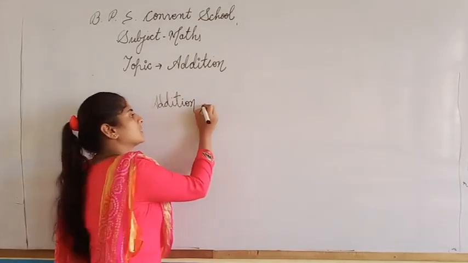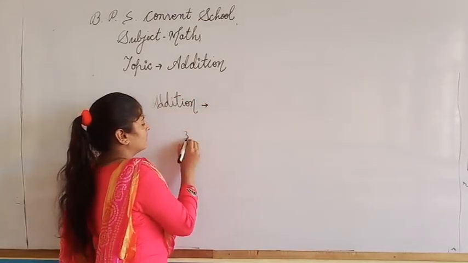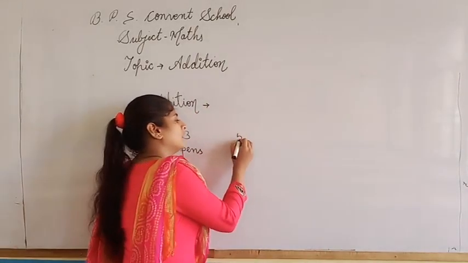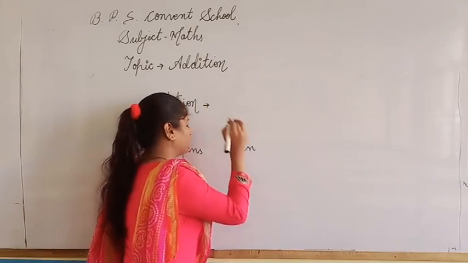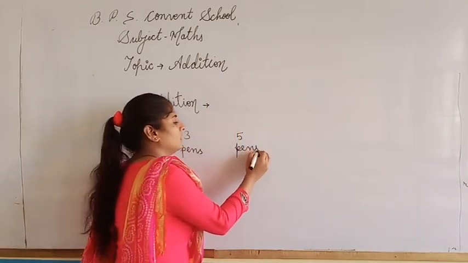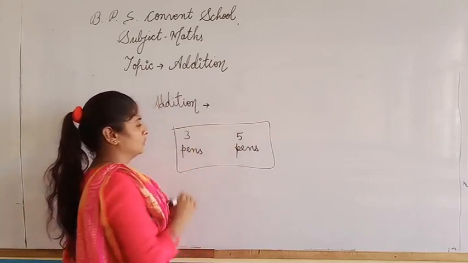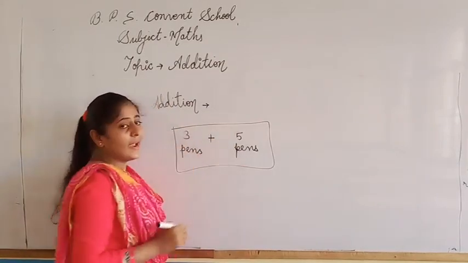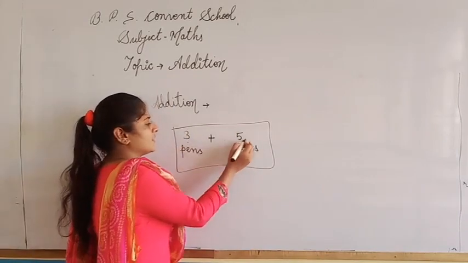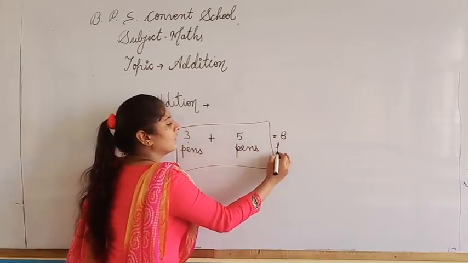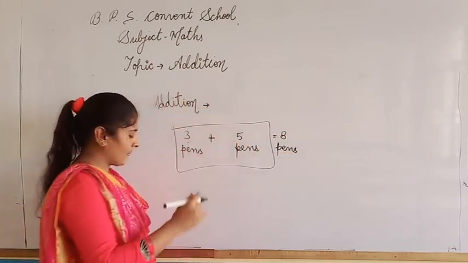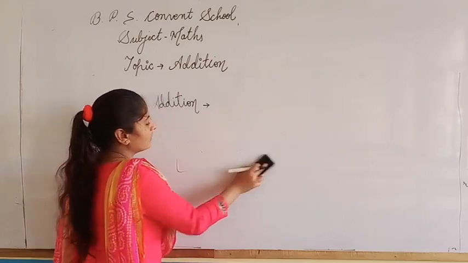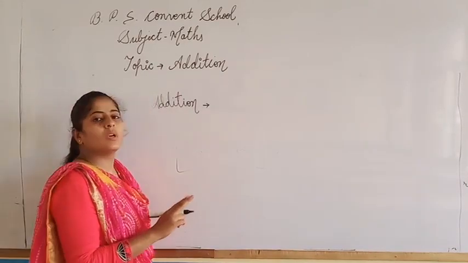For example, here are 3 pens and here are 5 pens. How to find the total of these two? Total pens, then what do we do? We do addition. 3 plus 5, how many pens? 8 pens. It means putting two numbers together is called addition.